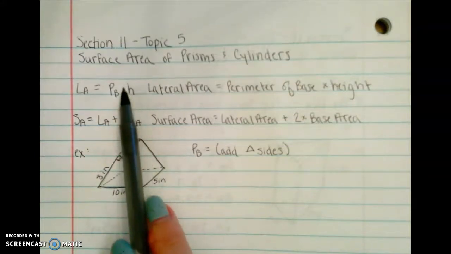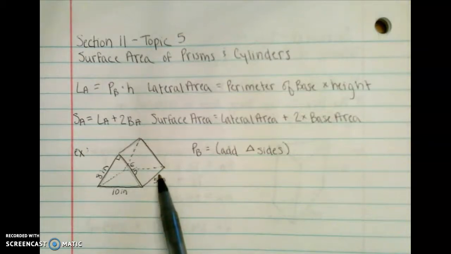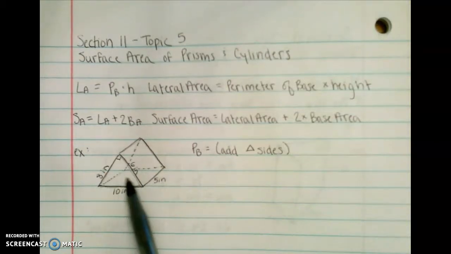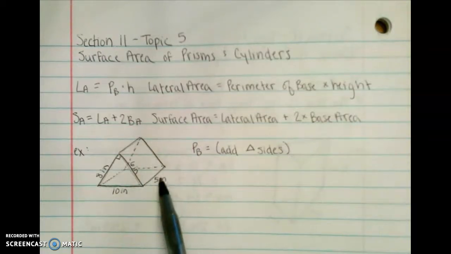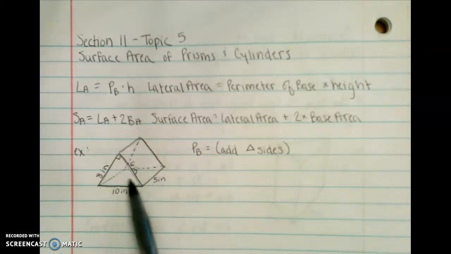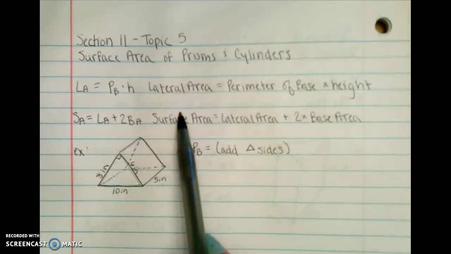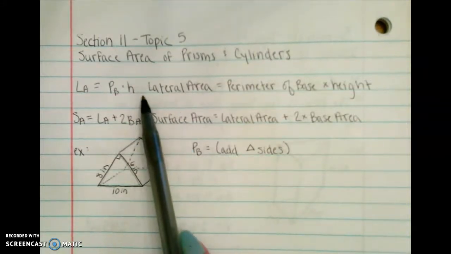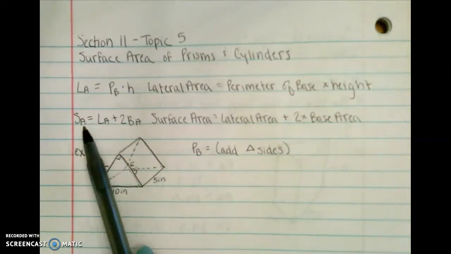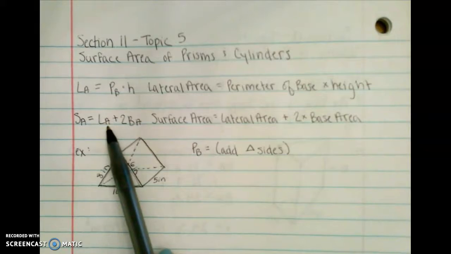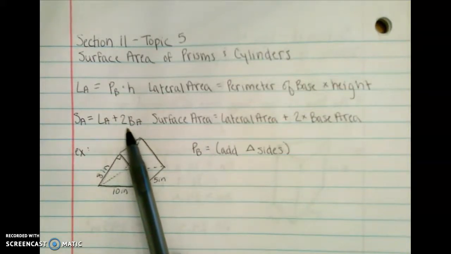And remember, the height of the figure refers to the distance between the two bases, the two opposite-sided figures. In this shape, the distance is 5 because it's between the two triangular bases. Once you find the perimeter of the base and the height, that's the lateral area, and you plug that into the surface area formula. The surface area is the lateral area plus 2 times the area of the base, or the base area.